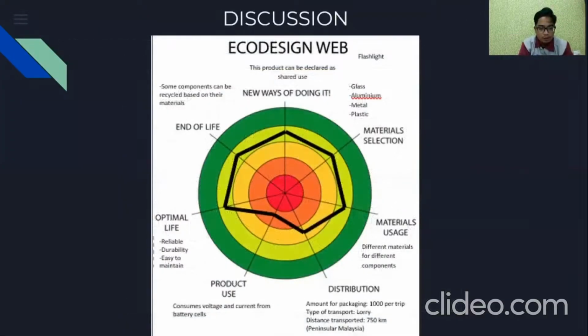Now we will go to the discussion part, which is the eco design web for the flashlight. This product's primary function is to supply light energy to the surroundings, especially at night. This product is mostly used during night activities such as fishing, camping in the jungle at night, or even used at home as an emergency kit when there is a blackout. Flashlight is made up of several materials such as glass, aluminium, metal, and plastic. These materials are mostly recyclable, thus it is safe for the environment and rated as good.